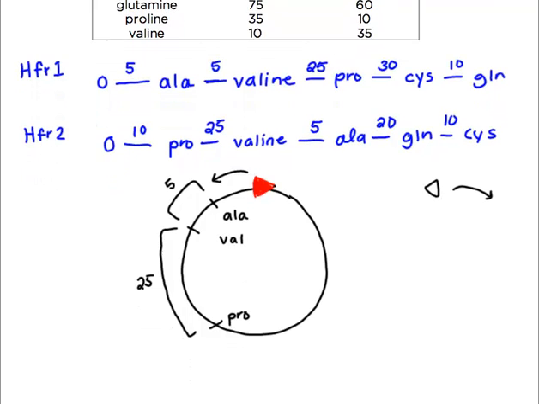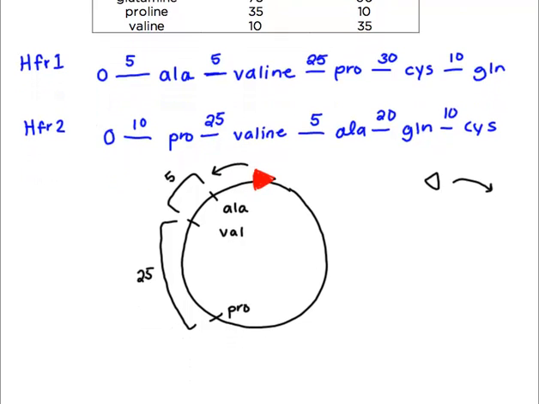Then you had a 30-minute gap to cysteine. Draw it a little bigger. And then finally a 10-minute gap to glutamine. Okay, so let me label this in red. This was HFR1.